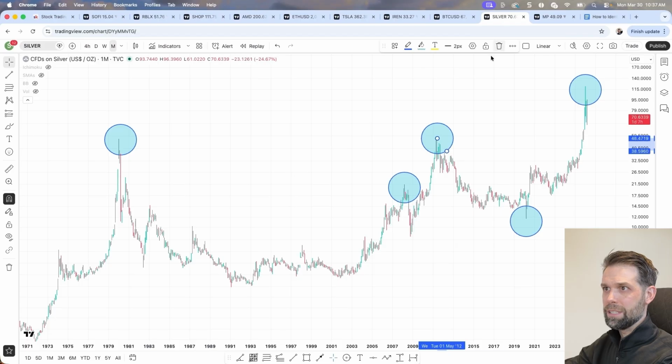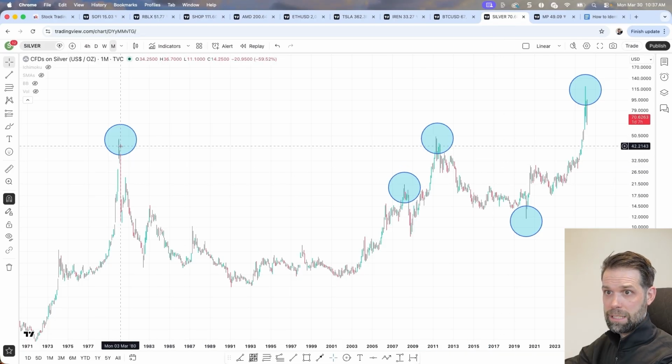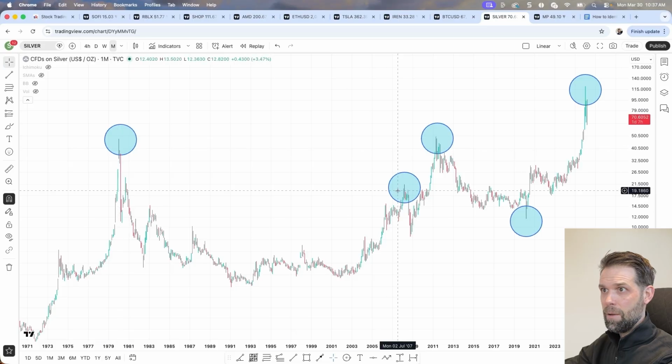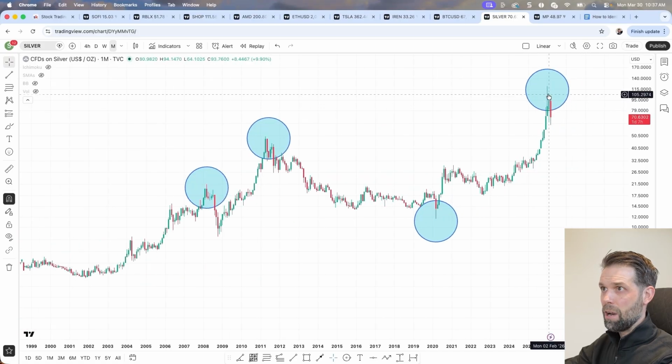I just have one other example here with silver. So this shows us resistance back in the 80s. It shows us resistance in the 2008 area, 2011 resistance. We've got some support here in COVID. And then recently we've had a big run up on silver, and early part of 2026, we peaked to a resistance area.